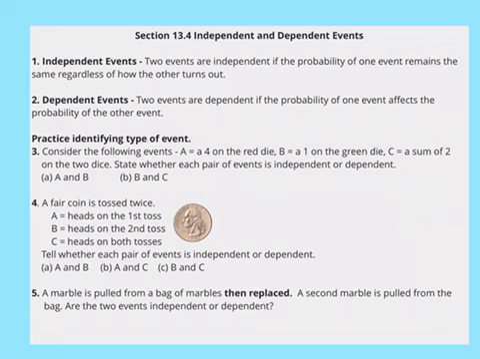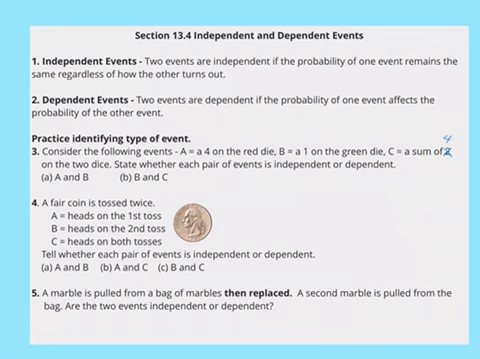Dependent events are the opposite. So dependent events is the probability of one of the events is going to have an effect on the probability of the other event. So in this practice problem here, we're going to make a slight little change here so that it comes out crystal clear. I want to change this sum of 2 to a sum of 4.